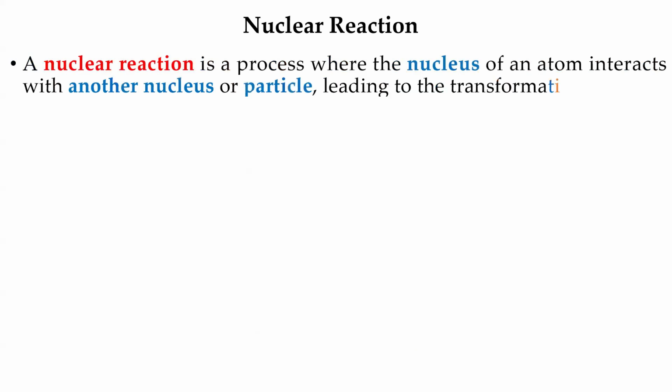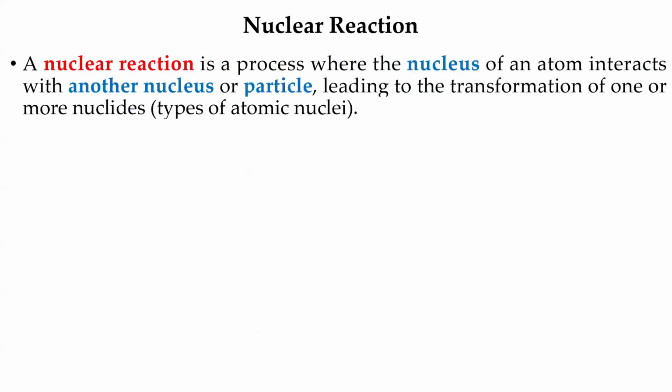So now let's look at the concept of nuclear reaction. A nuclear reaction is a process whereby the nucleus of one atom interacts with another nucleus or particles, leading to the formation of one or more nuclides. So it is a type of reaction whereby the nucleus of one atom interacts with the nucleus of another atom or a particle, and that leads to the formation of new nuclides, which can be one or more than one. So it can lead to the formation of one, two or more nuclides.